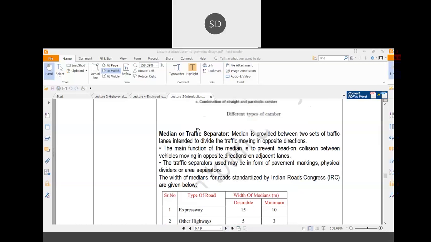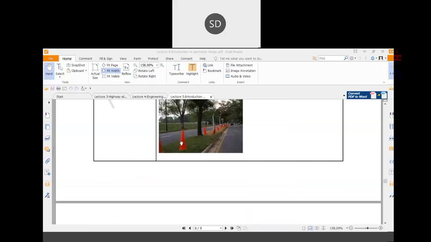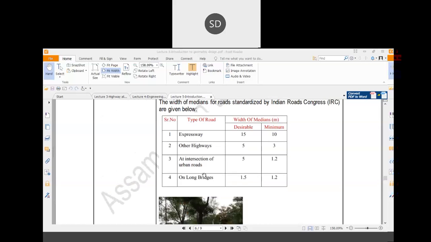The next topic is median or traffic separator. A median or traffic separator separates two opposing moving vehicles. Suppose this is your road. In one direction the traffic is moving this way, and in the other direction the traffic is moving the opposite way. You separate both directional flows by installing this stretch, which is called the traffic median or separator. There are different specifications for the width of traffic medians or separators. These are the limits. Let us have a look over this.